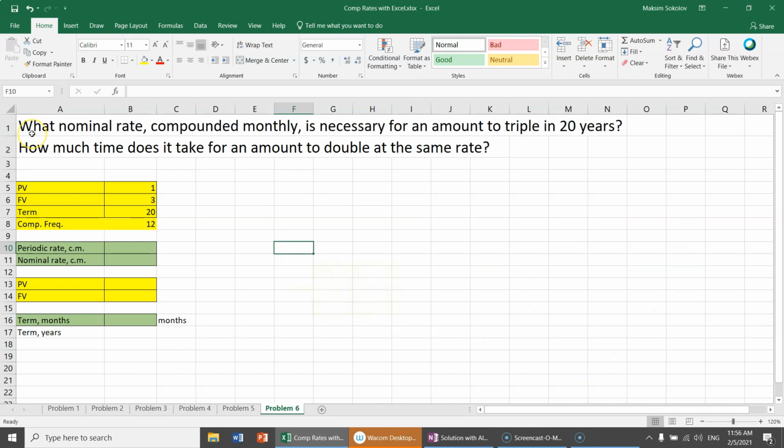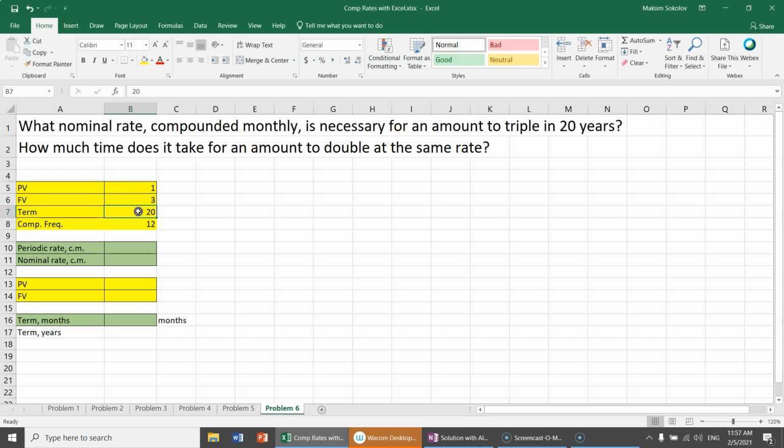In our next problem, we are asked, what nominal rate compounded monthly is necessary for an amount to triple in 20 years? How much time does it take for an amount to double at the same rate? Well, when the amount triples, it means that each dollar of that amount becomes $3. So the present value is 1 and the future value is 3.